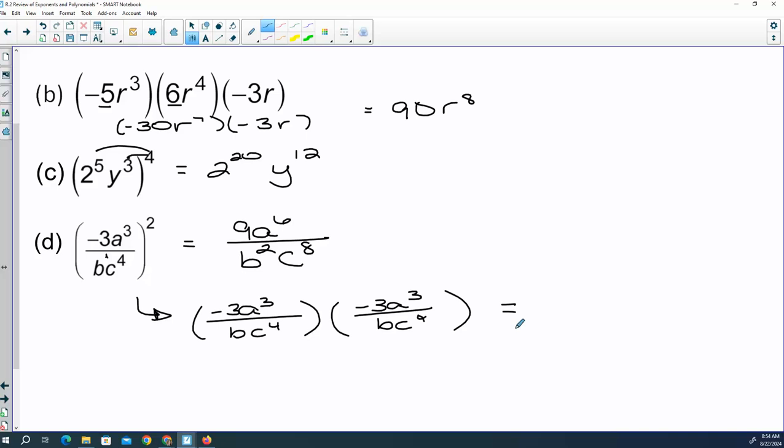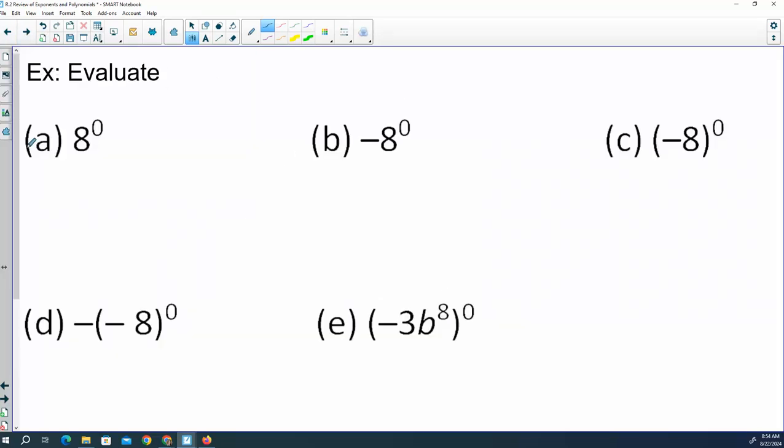I'm going to put up the next slide. I have several examples on here. They're all very similar. Kind of see if I can stump anybody. Take a second and write down what you think the answer is for all of these. Because what is anything to the 0 power? 1. That was one of our properties. So 8 to the 0, 1.